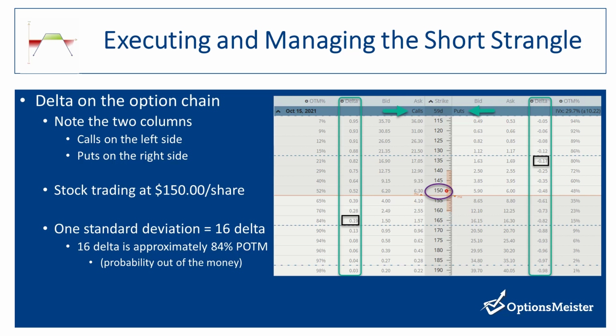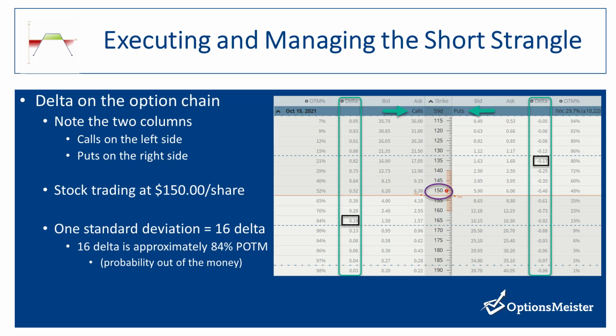When this slide was created, the 165 strike call was the closest call to the 16 delta. The 135 strike on the put side was closest to the 16 delta put. This action would create a 1 standard deviation strangle. The 16 delta strike on the call side and the 16 delta strike on the put side, each has a probability of 84% of remaining out of the money at expiration.